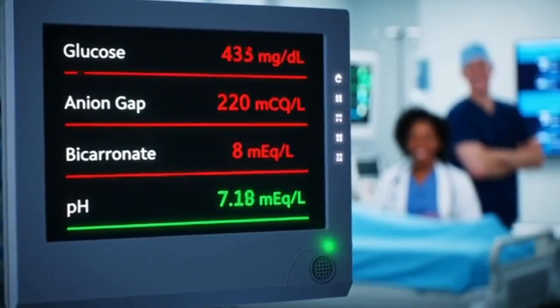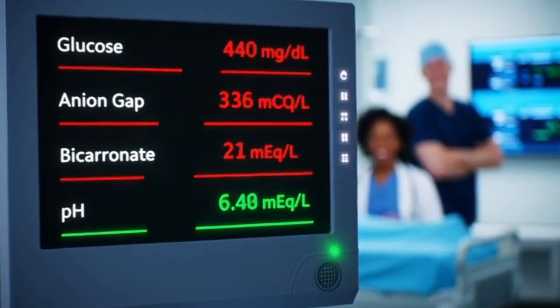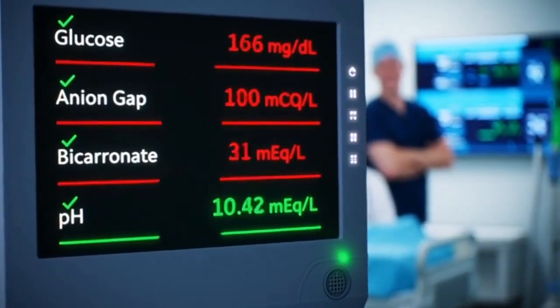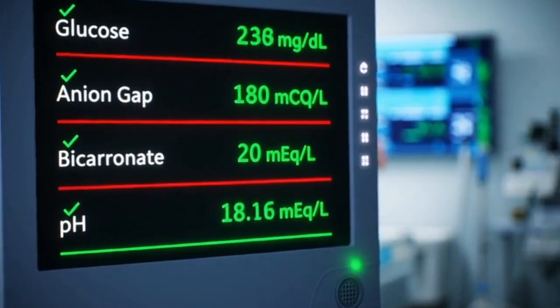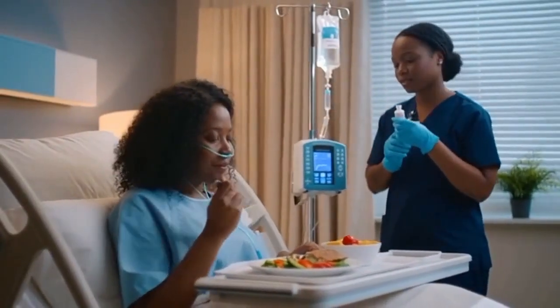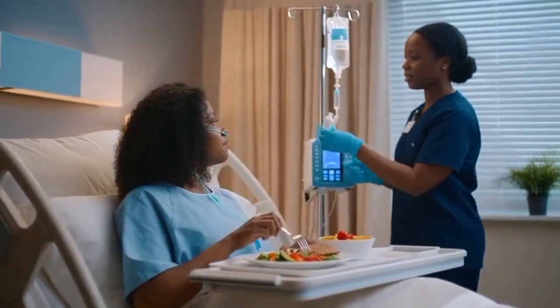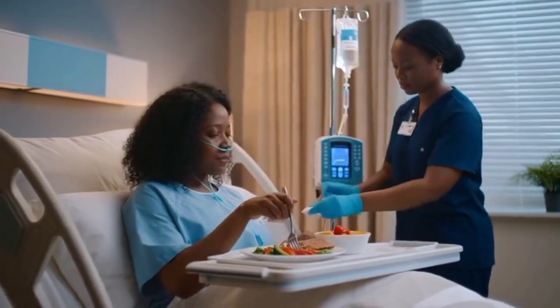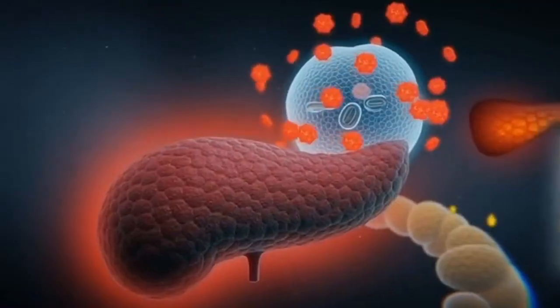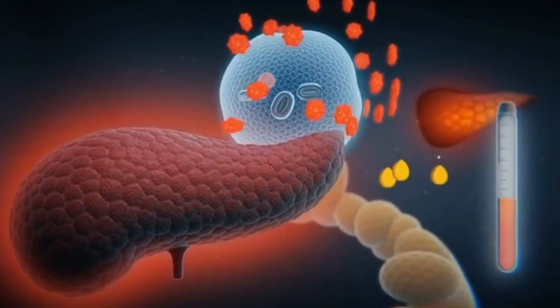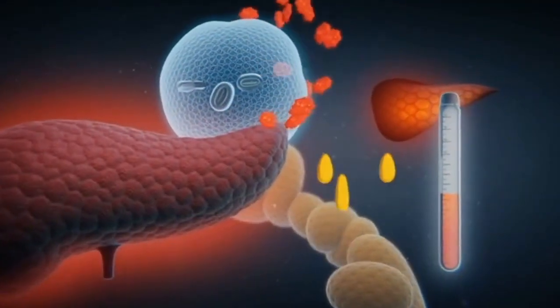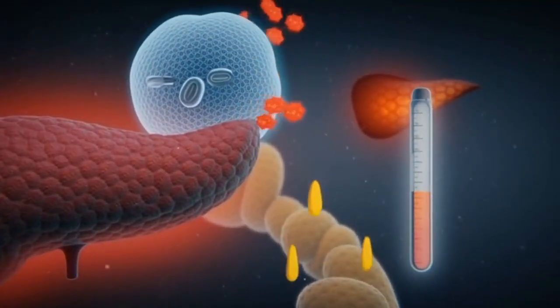Common precipitants follow the 6 I's: infection, the most common trigger, especially pneumonia and UTI; insulin noncompliance, missed doses; ischemia, MI or stroke; intoxication; infarction of the bowel; and new-onset, previously undiagnosed diabetes. The I is a stretch, but the concept holds.